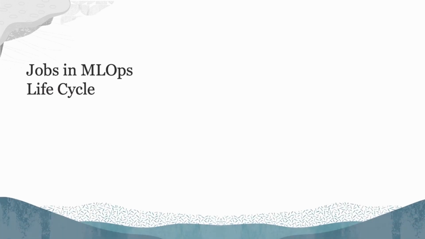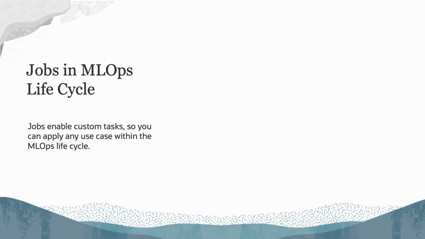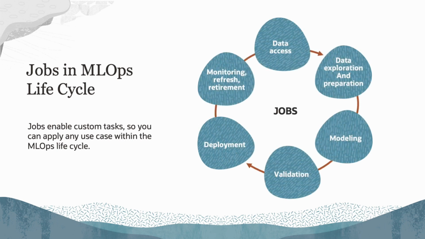The Jobs service enables custom tasks so you can apply any use case you may have, such as data preparation, model training, batch inference, and many more. It can automate a single step or several steps in an MLOps lifecycle depending on the size of your project. A complex project may have a separate job for each step in an MLOps lifecycle, whereas a smaller project may combine them all into one or a few jobs.